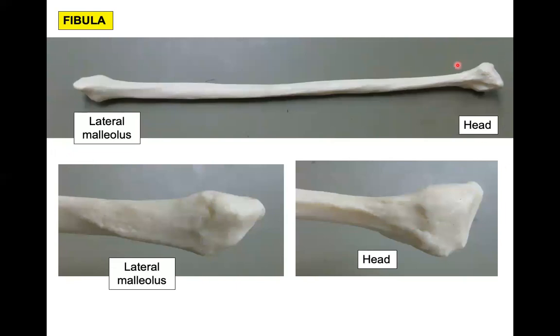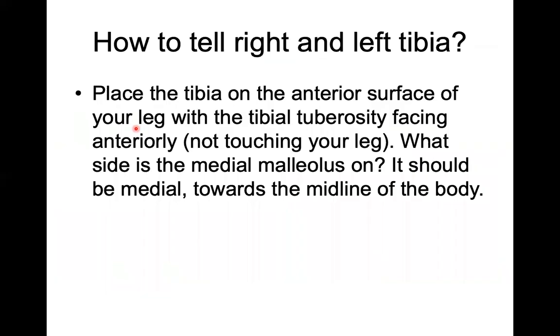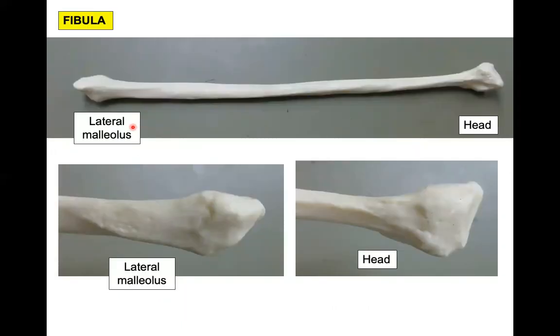And the opposite end, which is kind of more chunky or thick rather than long, is the head of the fibula. So the lateral malleolus and the medial malleolus of your tibia are forming those little bumps on the side of your ankle.